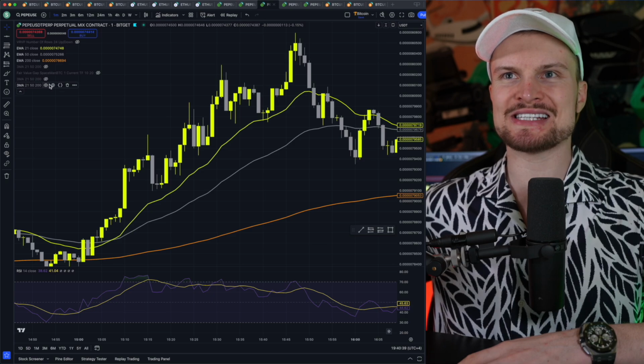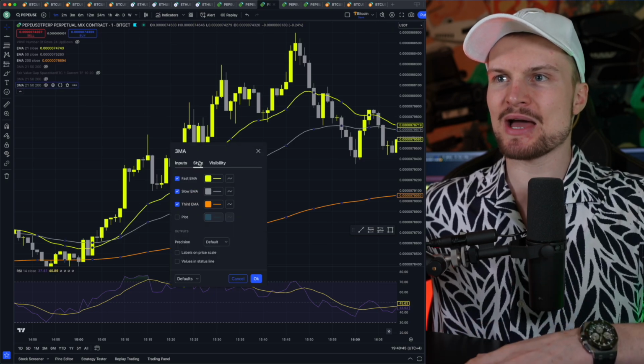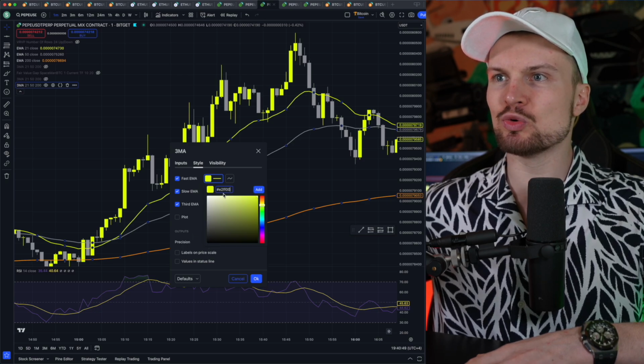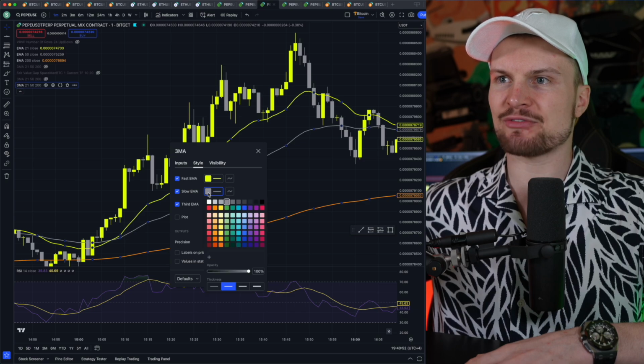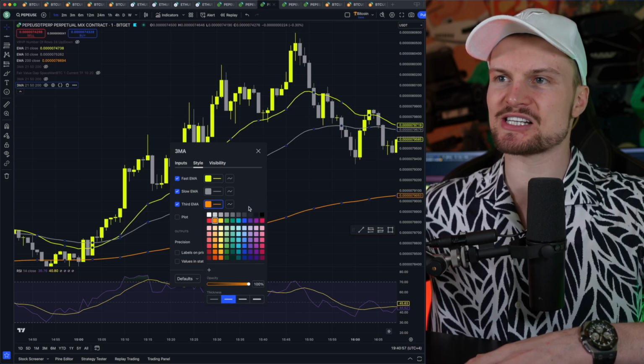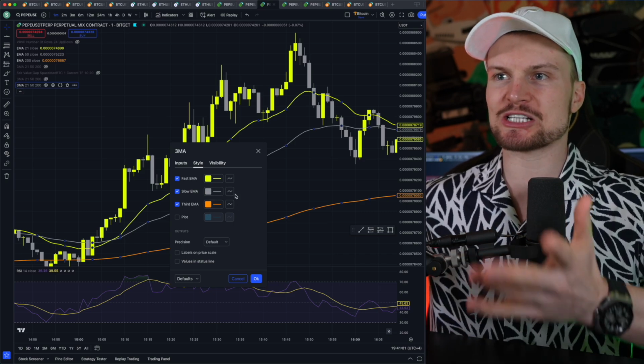So click on the settings tool right here. I have 21, I have 50, and I have 200. For the style, I have this one in neon yellow. Just click on the plus sign. The color code is E2FF00. Then again, I have the 4th gray right here, and I have the basic orange, and I have the 2nd thickness. You can just copy my style, or you can just take your own style. This is just what I'm used to, so that's why I use these colors.